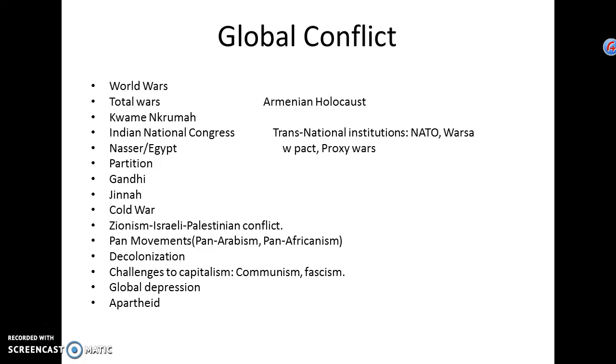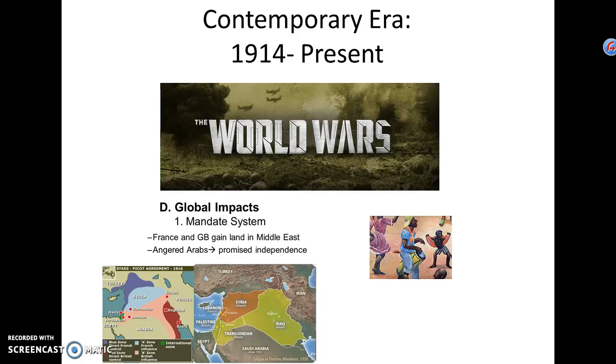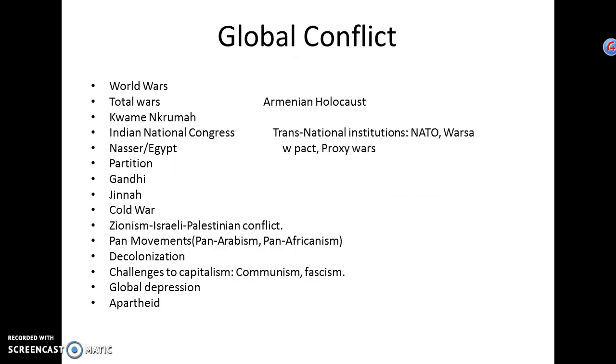We're going to start with the contemporary era now. This is what we did the last quarter three, pretty much, from 1914 to the present. Big things going on here. You got the World Wars, global depression, mandate system, Treaty of Versailles, proxy wars, Cold War, economic globalization, decolonization, pan movements, all that good stuff. All right, so let's get into it.